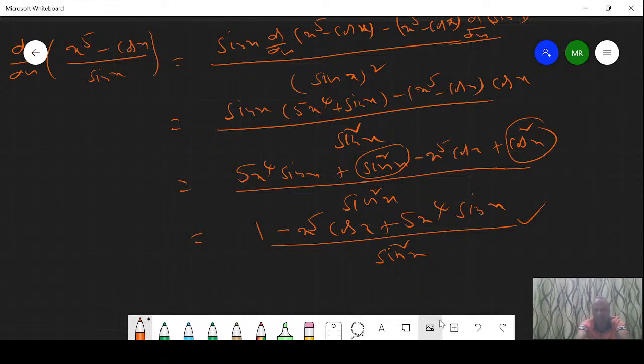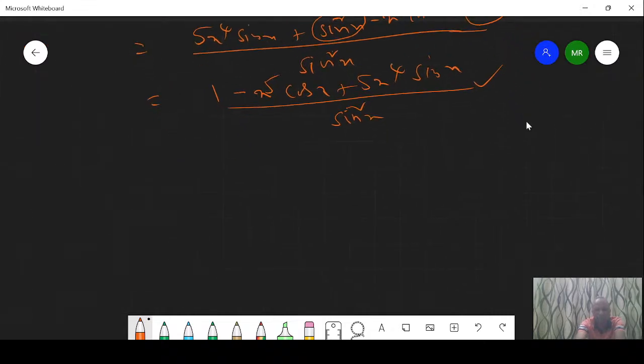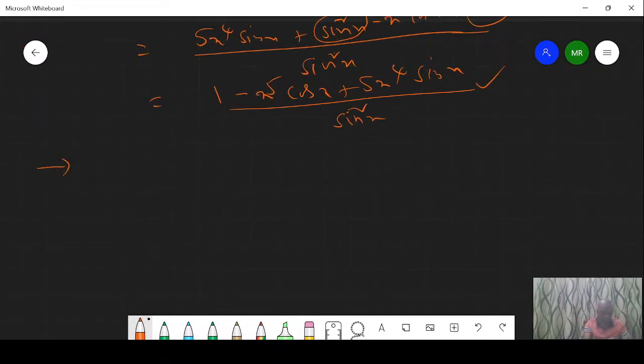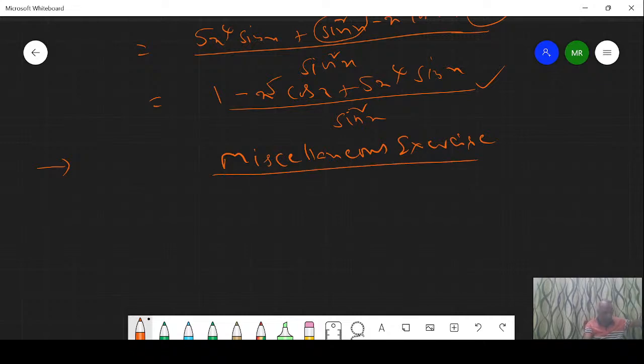After this, coming to the miscellaneous exercise. See, starting the miscellaneous exercise now. In the miscellaneous exercise, the first problem we have done yesterday, remember? f of x equal to minus x, that we have done. Correct. Now I will do the next problem.